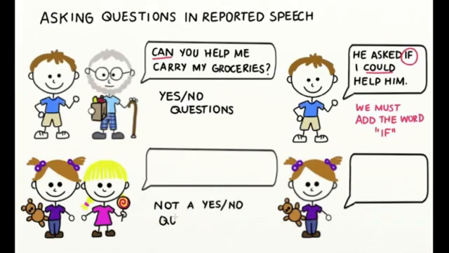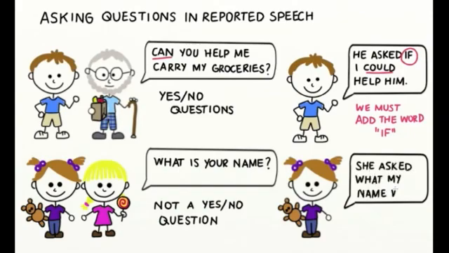Okay, now let's try something that's not a yes or no question. For example, "What is your name?" In reported speech, we would say, she asked what my name was. We don't need to switch the subject and the verb, and we don't need the word if.